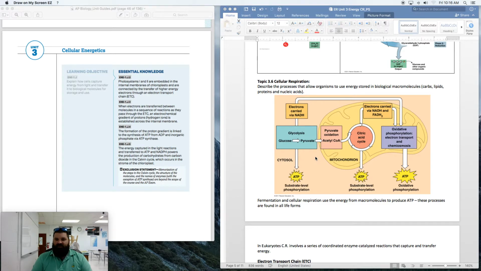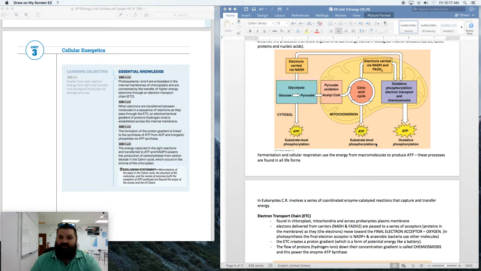3.6. Describe the process that allows organisms to use energy stored in biological molecules, such as carbohydrates, lipids, proteins, and nucleic acids. Here we have the mitochondria and cellular respiration. We can see that there are some steps for cellular respiration, starting with glycolysis. This is sometimes referred to as the link reaction, and it connects glycolysis to the citric acid cycle, which is also referred to as the Krebs cycle. And then the last step here is oxidative phosphorylation, electron transport chain, and chemiosmosis. This is the exact same as photosynthesis.